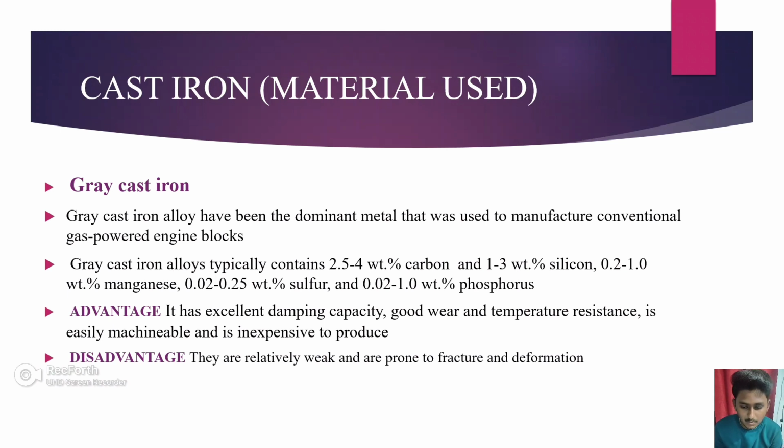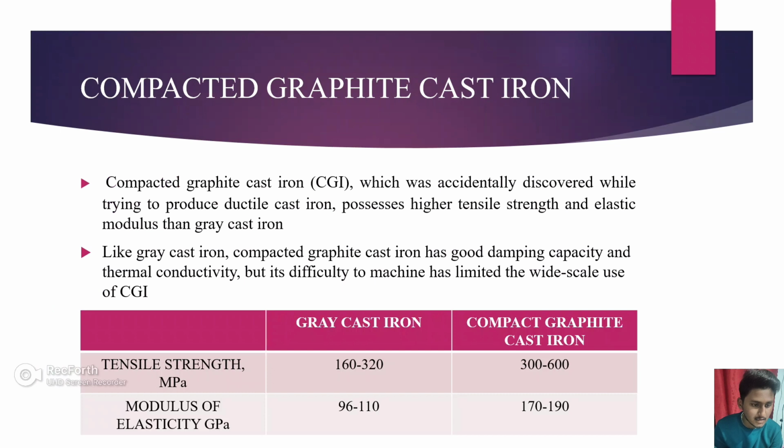Advantage: it has excellent damping capacity, good wear and temperature resistance, and is easily machinable and inexpensive to produce. Disadvantage: it is relatively weak and prone to deformation. Compacted graphite cast iron, which was accidentally discovered while trying to produce ductile cast iron, has higher tensile strength and elastic modulus than grey cast iron. This is a comparison between grey cast iron and compacted graphite iron.